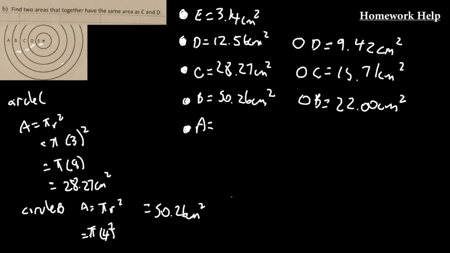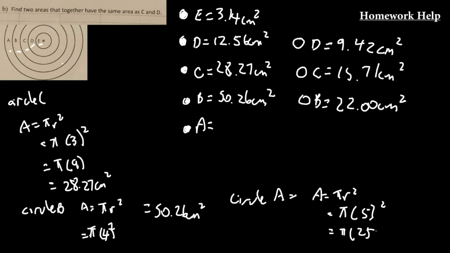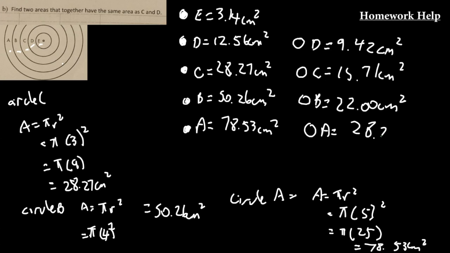Lastly, for circle A, let's see what we get. Area equals pi r squared. A is over here, so 1, 2, 3, 4, 5 centimeters, so this is 5 squared. 5 times 5 is 25, and 25 times pi gives 78.53 centimeters squared. Annulus A is going to be circle A minus circle B, and you get 28.28 centimeters squared. Okay, so now we've solved everything.